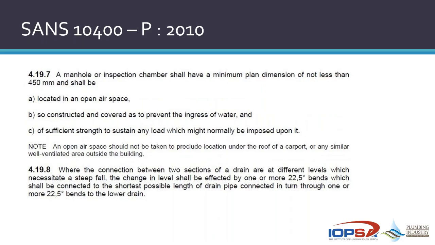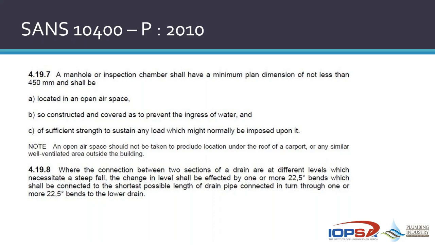Manholes and inspection chambers will have a minimum plan dimension of not less than 450. When you look at the red book or the engineering design setup, you'll find that there are depths that you work to. Once you go past a certain depth, then you upsize and you end up with a 1050 or a 1500 concrete ring, but never less than 450. Located in an open air space. In other words, you can't build over a manhole. Be constructed and covered so as to prevent the ingress of water and of sufficient strength to sustain any load that might normally be imposed upon it.